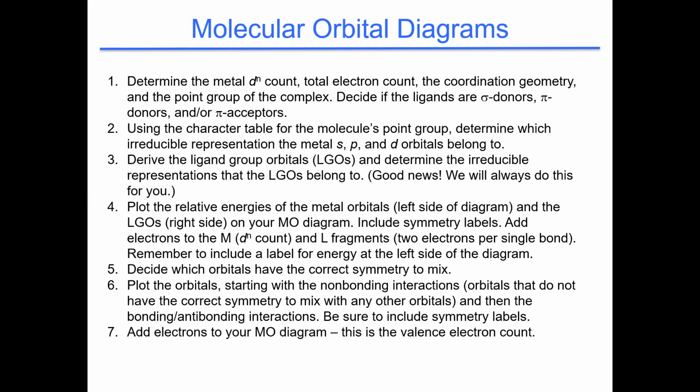Still keeping in mind to maintain the correct symmetry labels. And lastly, you want to add the electrons to your MO diagram, which corresponds to the total valence electron count. Sometimes you will need to draw cartoons of the orbitals and label the HOMO and LUMO in your diagram.